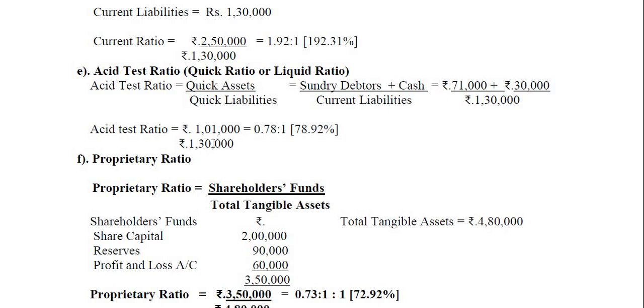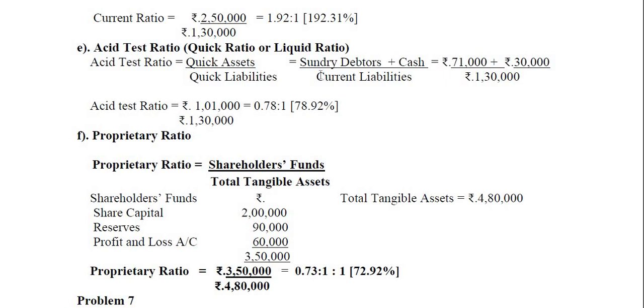Current liabilities and quick liabilities are one and the same here. So no overdraft, no cash credit. Therefore, 1,30,000. So 1,01,000 divided by 1,30,000 is equal to 0.78:1. That means quick assets are just 0.78 times that of current liabilities or quick liabilities. Normally standard ratio is 1:1. So if these quick liabilities fall due for payment, then you are not left with sufficient quick assets.